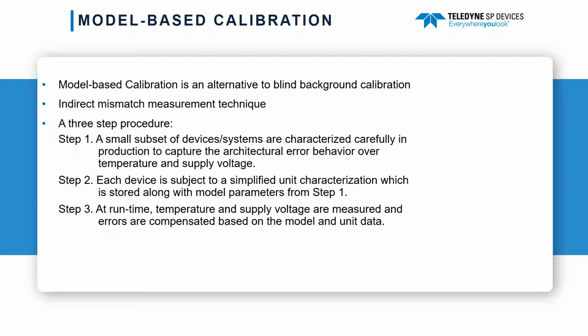At runtime, temperature and supply voltages are measured, and the mismatch model's parameters needed for compensation are computed based on the captured circuit behavior and the unit characterization results. This approach works well in mass-produced silicon, since each device test is simple and fast.